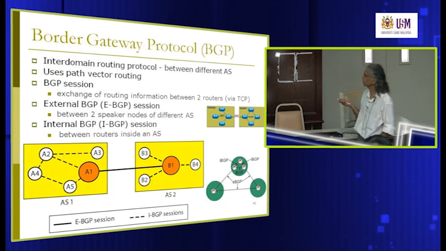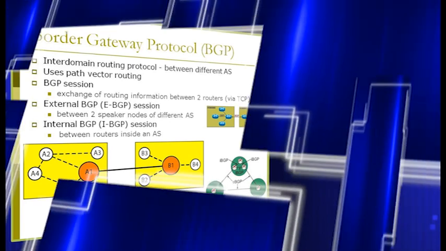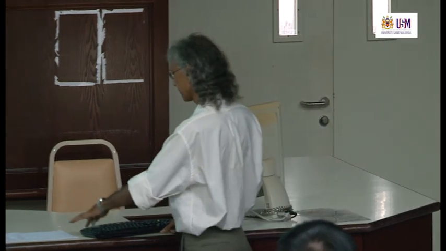Right? So there are two types of sessions: eBGP and iBGP. eBGP is the external one between two speaker nodes in different AS. So between zones, they use eBGP, right? And then after that, to update the members inside the zone, they use iBGP. Okay, so basically, I think that's the last one, yes. Right, so RIP and OSPF are within the AS, the autonomous zone. BGP is between those autonomous zones. Right? All right, so we'll stop here then.